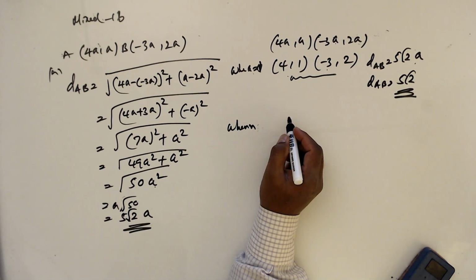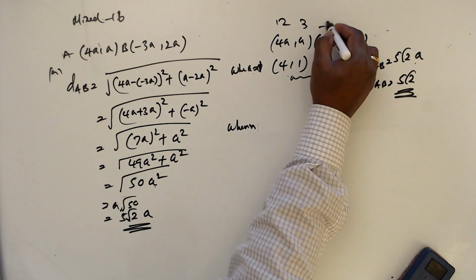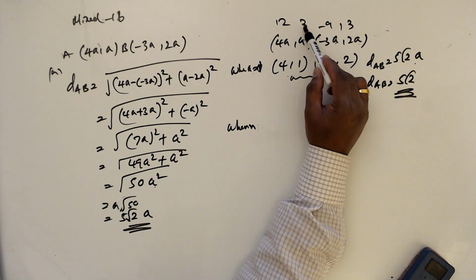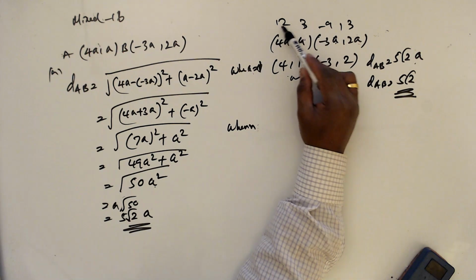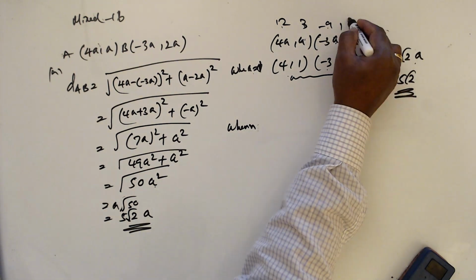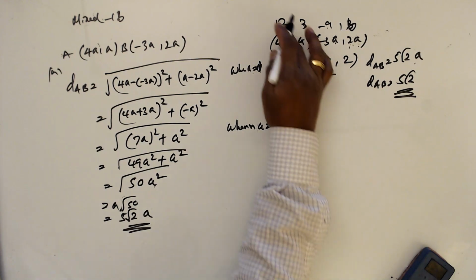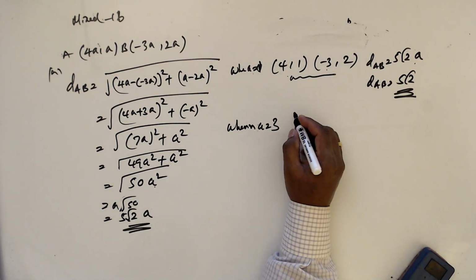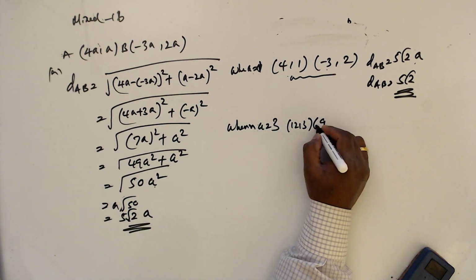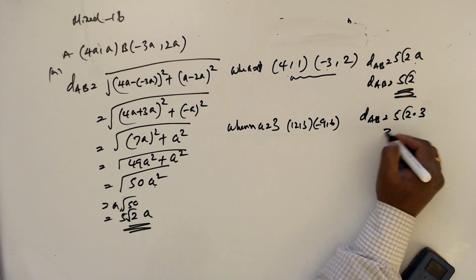Now I am comparing the other coordinates: 12, 3 and minus 9, 6. Straight away I can see that a equals 3, they took out. So we'll check with this one. 4 times 3, 12, yes. Minus 3 times 3, minus 9. And 2 times 3, 6, yes. Then when a equals 3, we will get those 2 points: 12, 3 and minus 9, 6. Then the distance when a equals 3, DAB equals 5 square root 2 times 3, 15 square root 2.